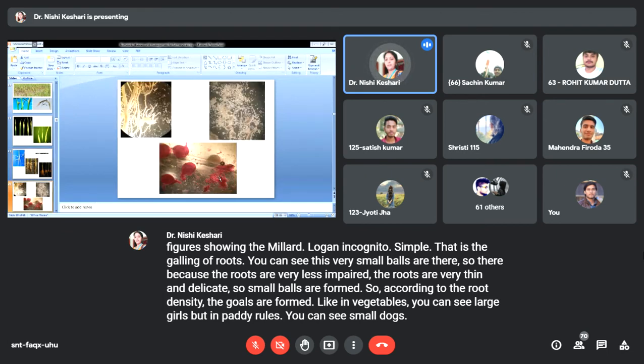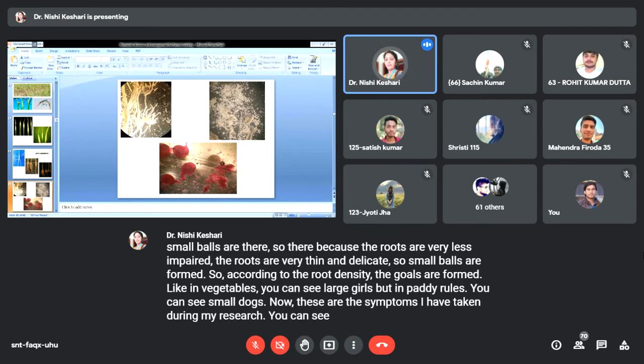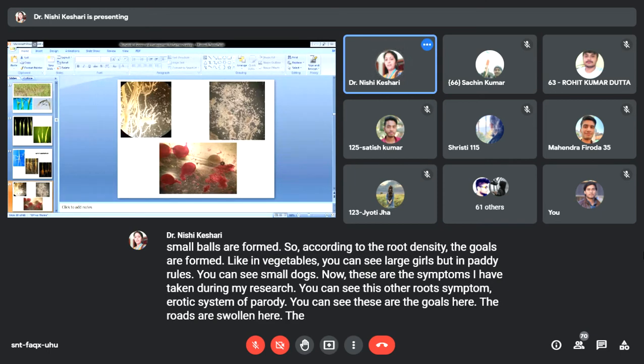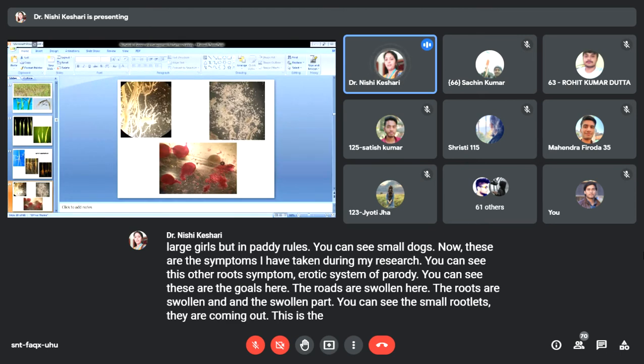Now these are the symptoms I have taken during my research. You can see this is the root system of paddy. You can see these are the galls. Here the roots are swollen, here the roots are swollen. And at the swollen part, you can see small rootlets coming out. This is the excessive root branching.